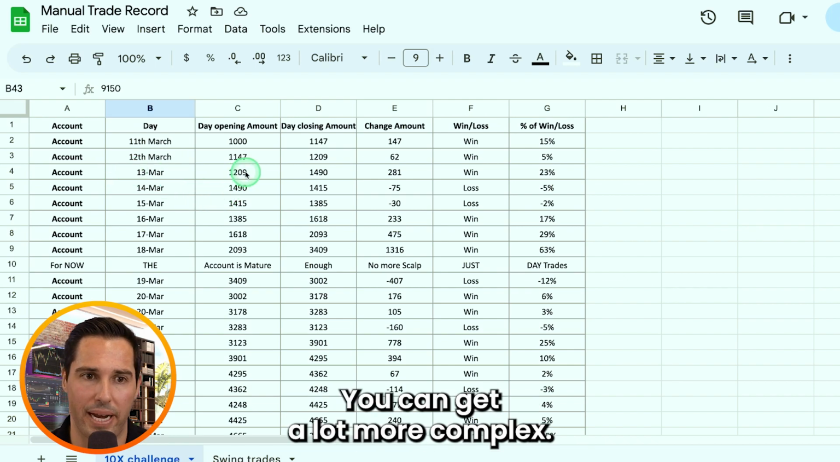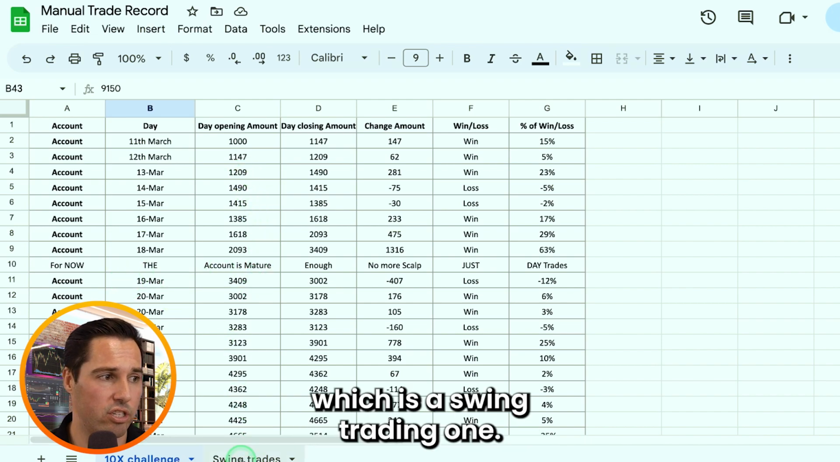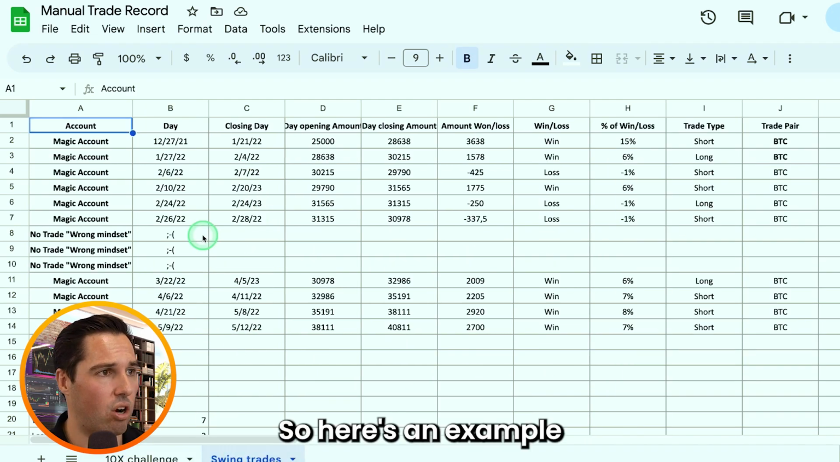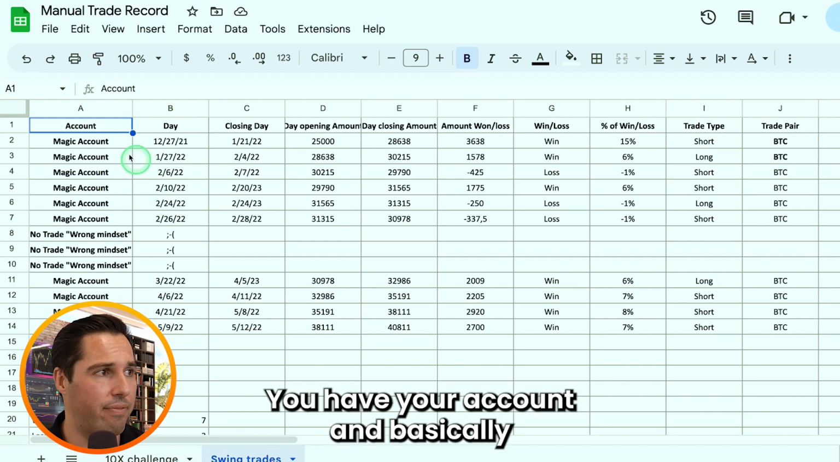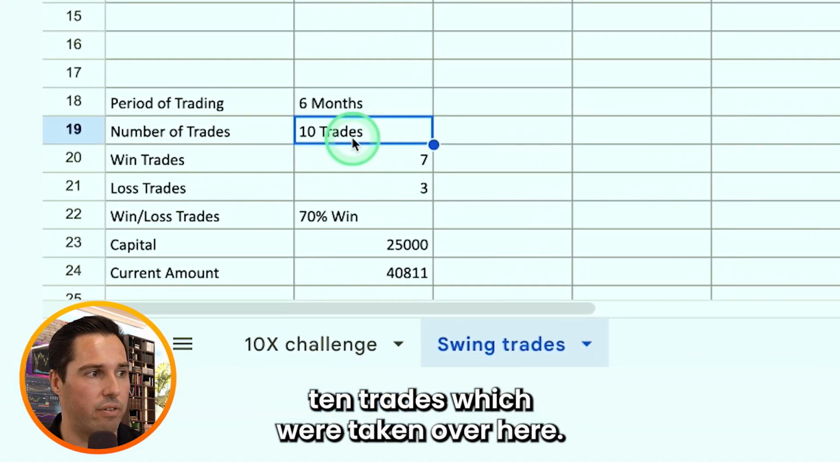You can get a lot more complex, and typically that's what I do on my main portfolio, which is a swing trading one. So here's an example of a swing trading one. You have your account and basically you've listed the days. There were only 10 trades which were taken over here.